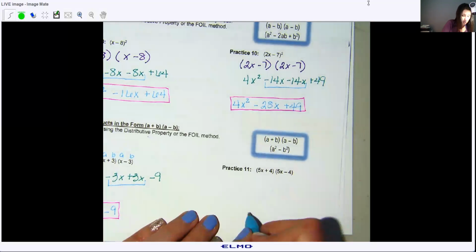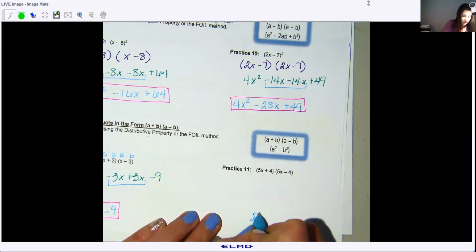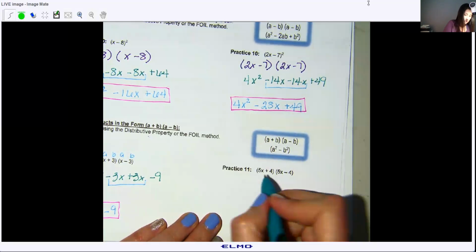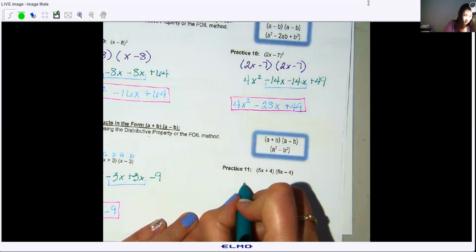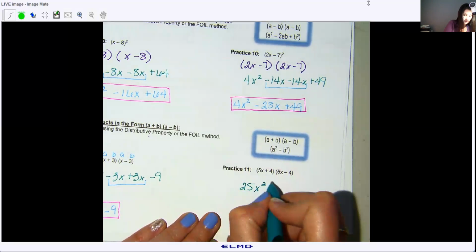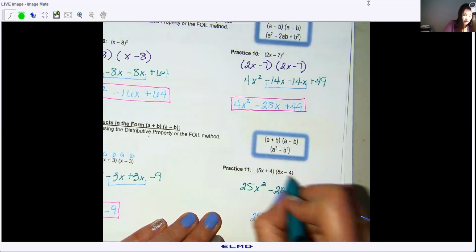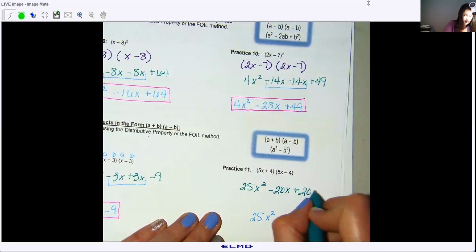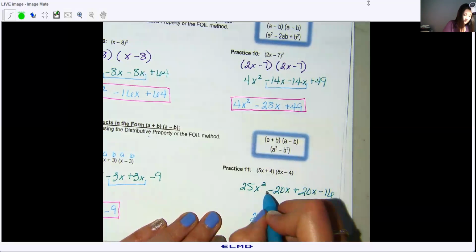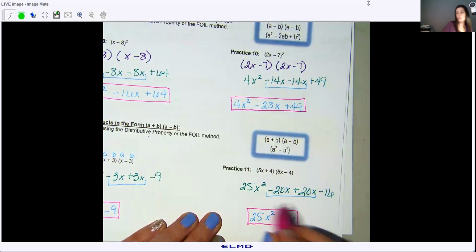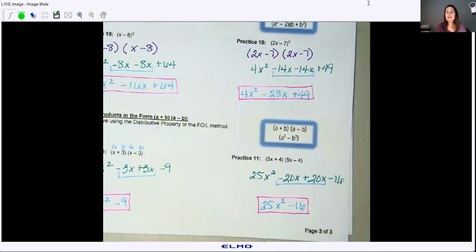In this case, we should have 25x squared minus 16. So we have 5x times 5x, which is 25x squared. 5x times -4 is -20x. 4 times 5x is plus 20x, and then 4 times -4 is minus 16. And there we have it, the same type of answer. That is how you multiply binomials.